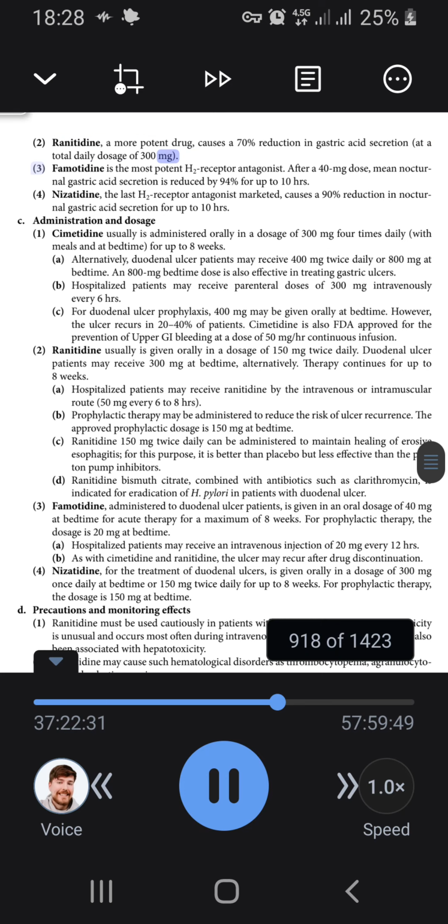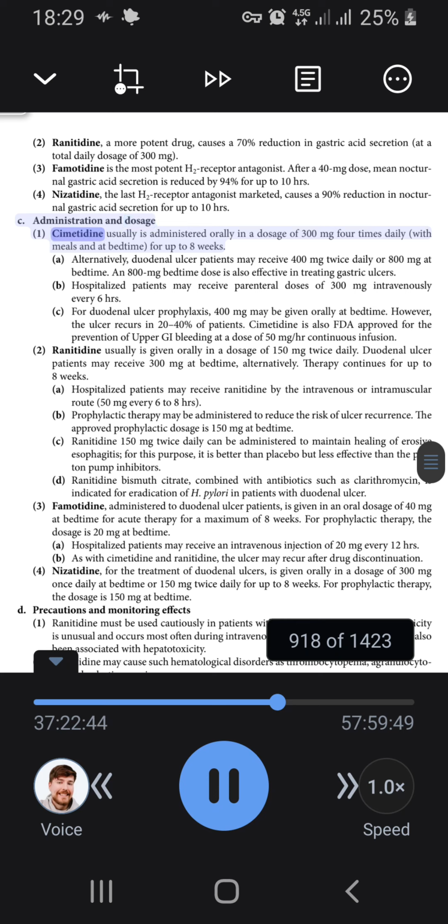3. Famotidine is the most potent H2 receptor antagonist. After a 40 mg dose, mean nocturnal gastric acid secretion is reduced by 94% for up to 10 hours. 4. Nizatidine, the last H2 receptor antagonist marketed, causes a 90% reduction in nocturnal gastric acid secretion for up to 10 hours. C. Administration and dosage.